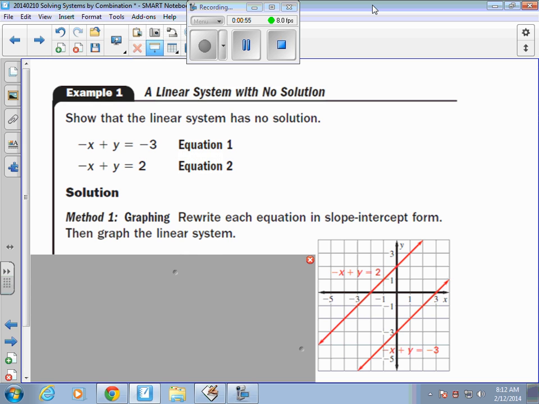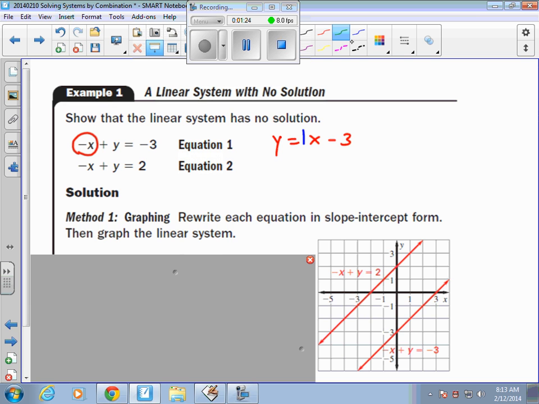So method number 1 says graphing: rewrite each equation in slope-intercept form. If you look at the first equation, or both of these, I should say, they're in standard form, ax plus by equals c. We want to move, just like the bell work, negative x over to the other side, and it leaves you with y equals, because you don't do anything to change y, negative x becomes positive x, and negative 3 stays just like it is. So that first equation should be y equals x minus 3, mx plus b, where your m value is 1 and your b value is negative 3.